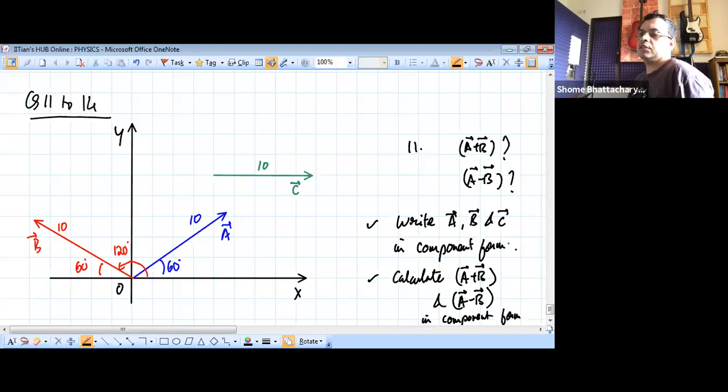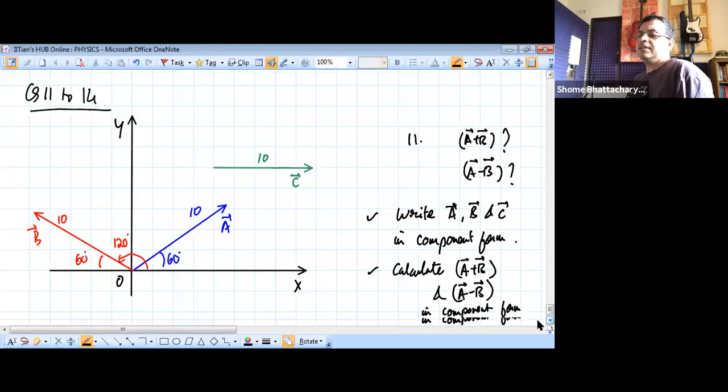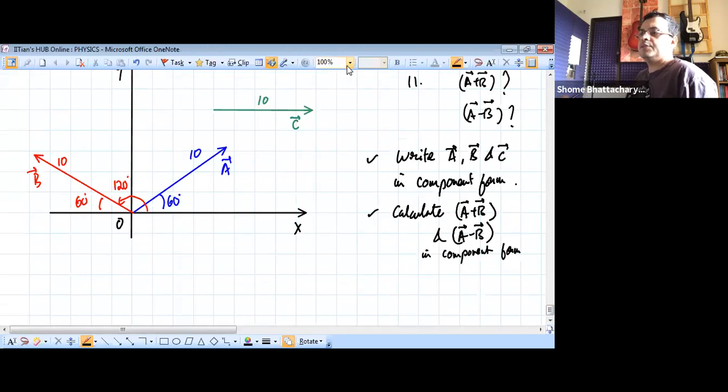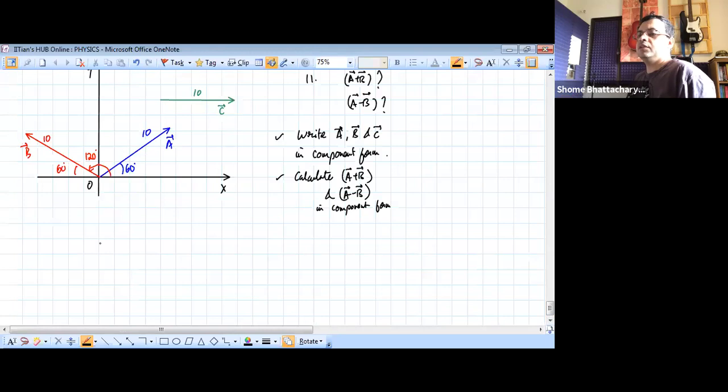Then you can check the options with everything. So just write vectors A and B in component form first. That should be very easy. We've just been discussing these things. तो इनको आप component form में लिखते हैं ना. C you can see is very easy. C is 10 i cap. So like that only, A क्या होना चाहिए, B क्या होना चाहिए. Write them in component form.